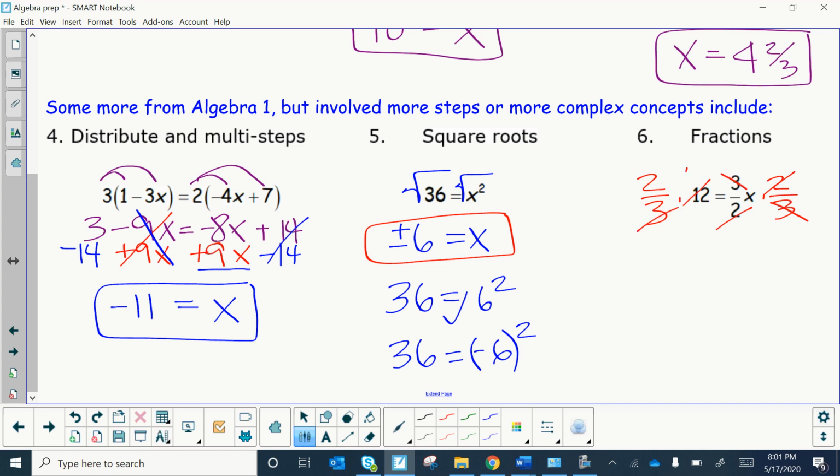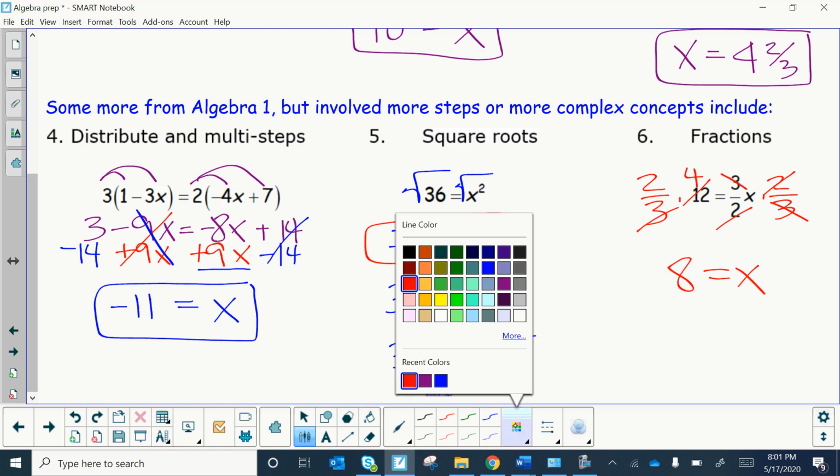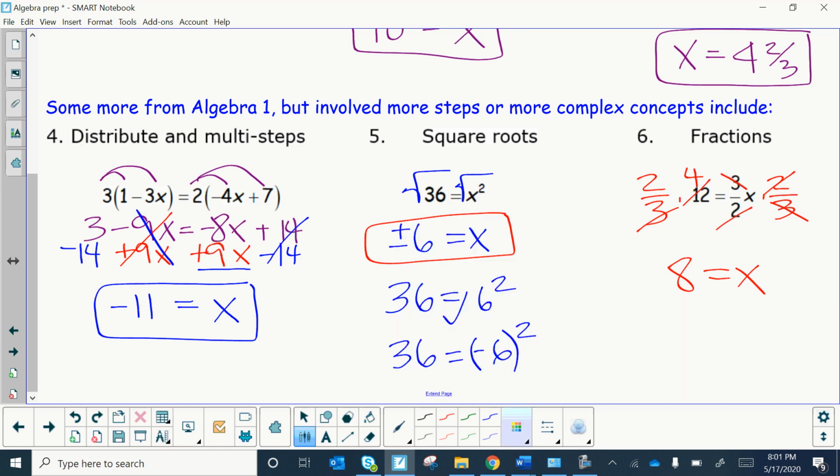3 goes into 12 4 times, and so this is simply just 2 times 4, which is 8 equals x. Okay, now I'm going to show you two steps. Let me get a different color. It's the same thing, just two steps more.